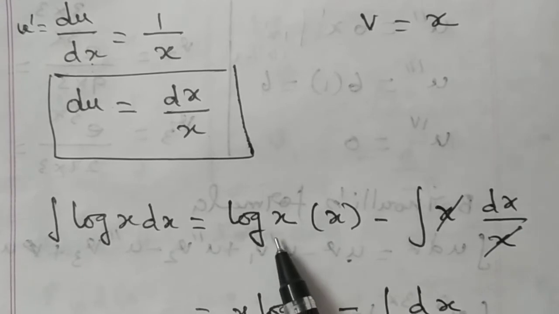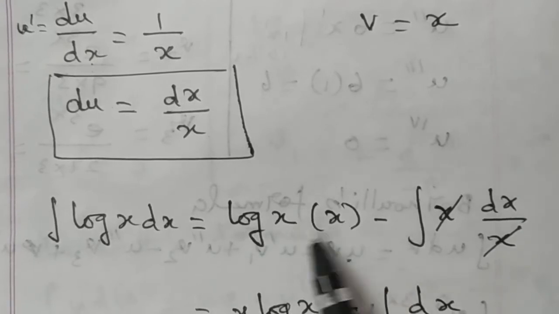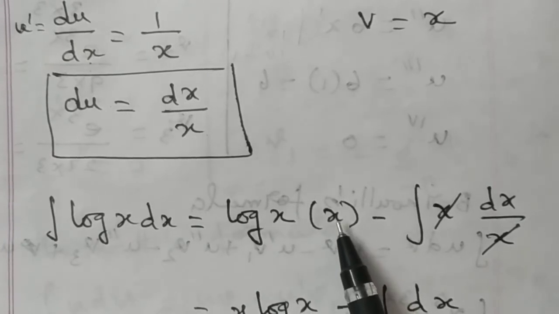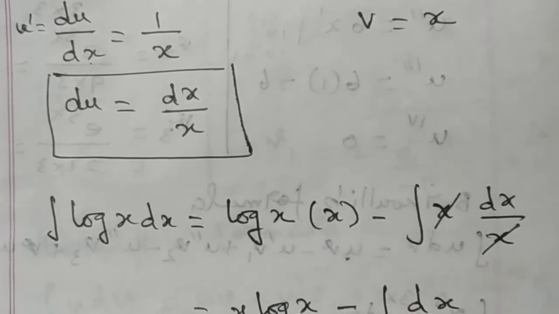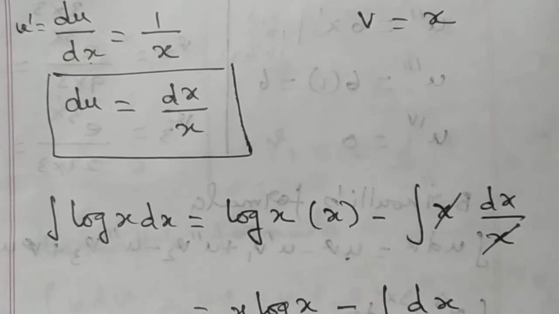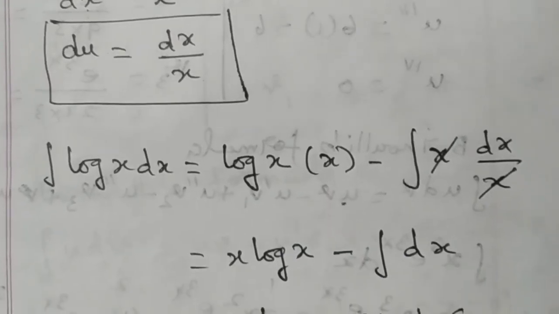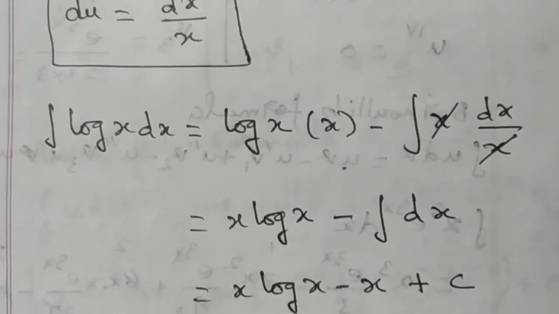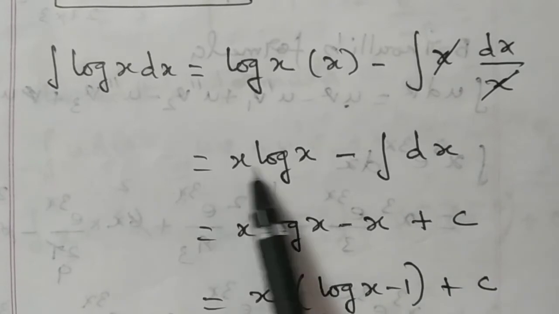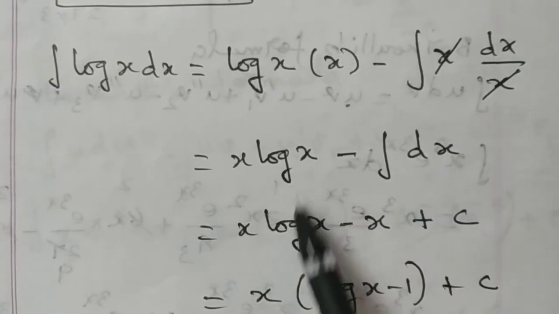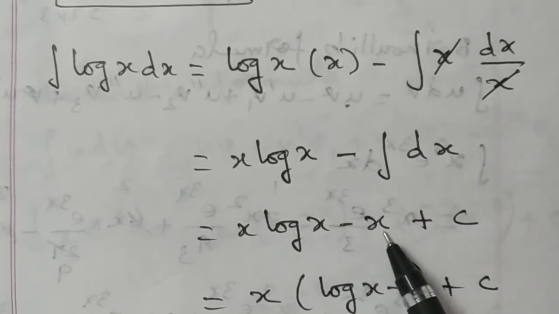Here, don't multiply x into x, because log x is a logarithmic function and x is an algebraic function. So you can write x into log x. Don't write log x square. So this term is x into log x minus the integral of dx. What is the integral of dx? It is x. So x into log x minus x.